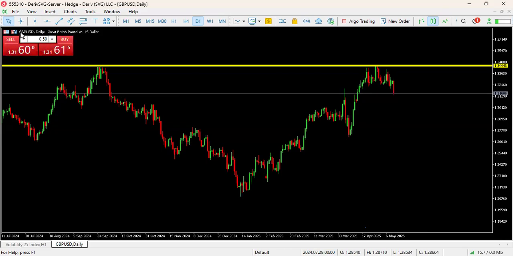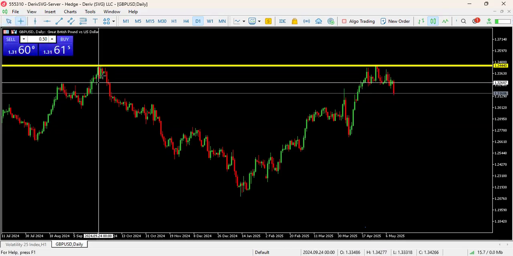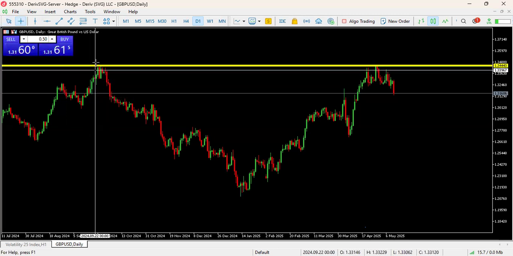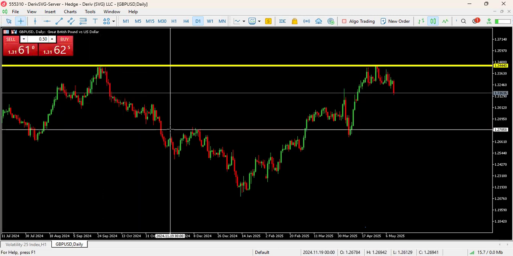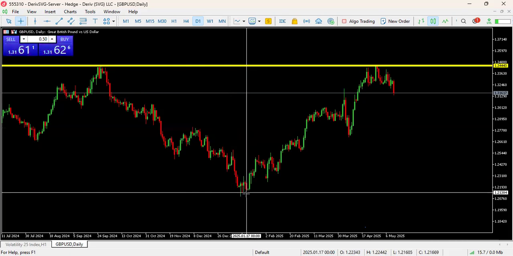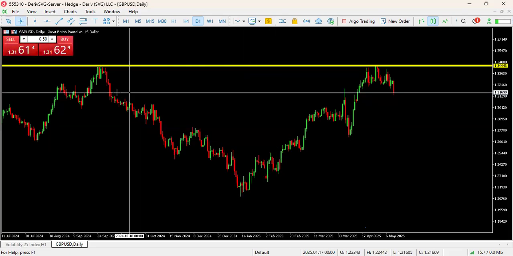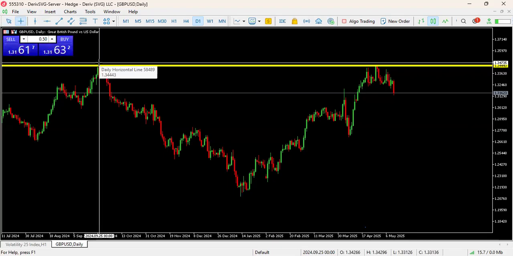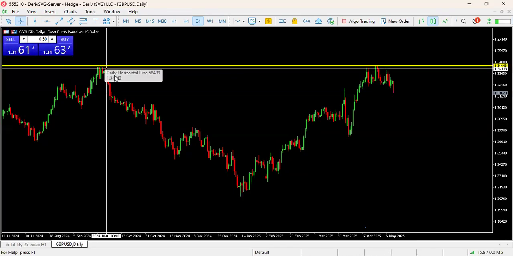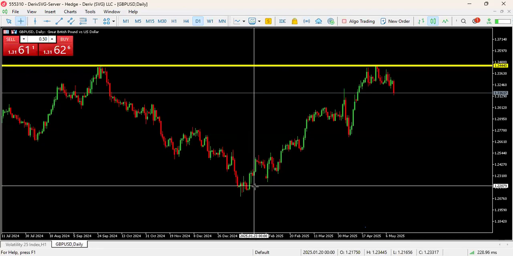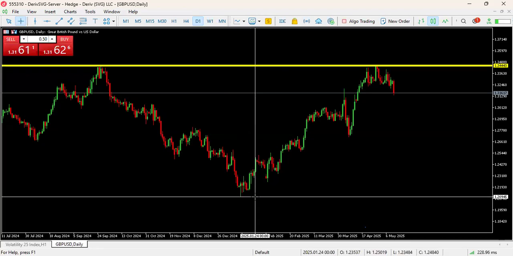How do we know? Because in the past, look at the market here. The market went to this level and fell drastically all the way down here. This is last year, September 25, 2024. The market got to this level and fell drastically all the way down here. You can imagine the number of pips it dropped.